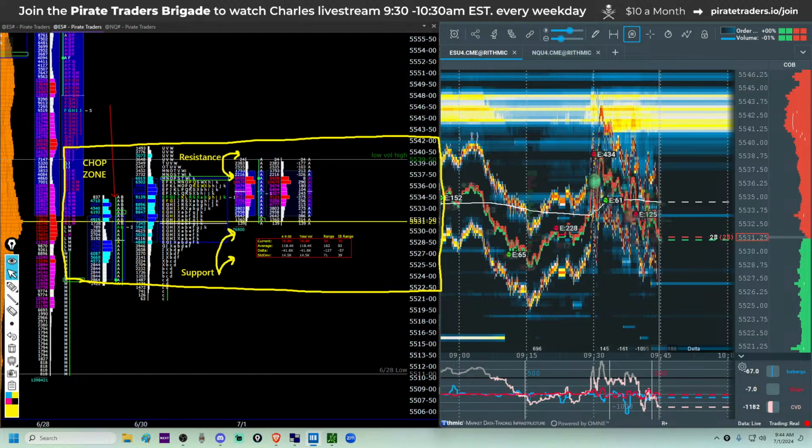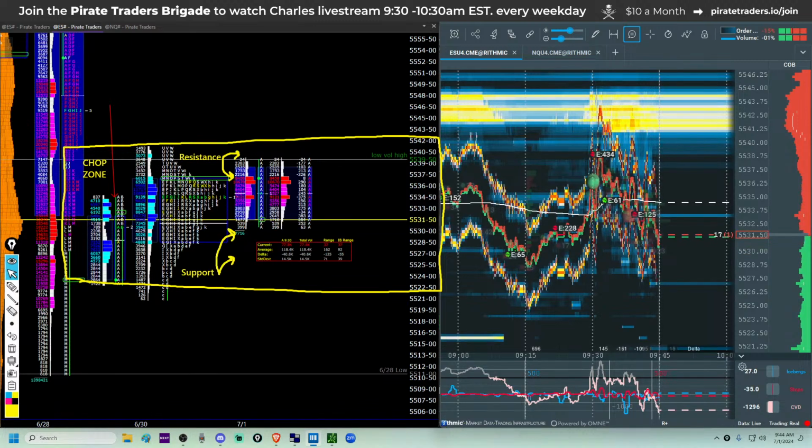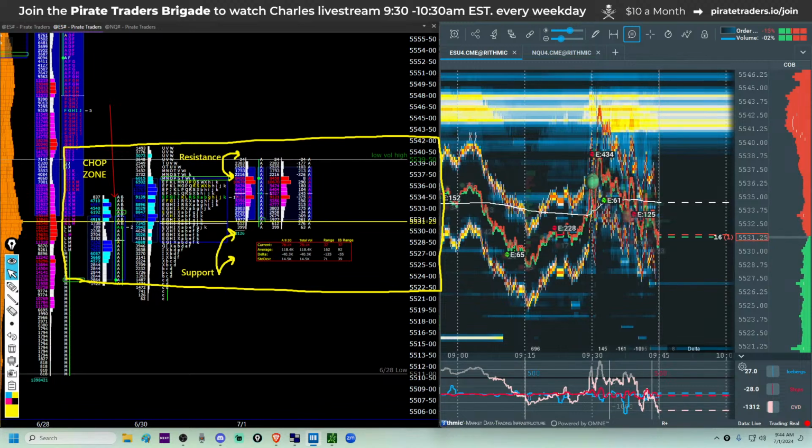Okay, so now my analysis is telling me, because we opened above the spike, because of the slow tempo and the tapering volume at the edges of the range, that the market is likely to flip and reverse here somewhere between 55.30 and 55.24. Because I think we're just going to keep chopping sideways for a while.